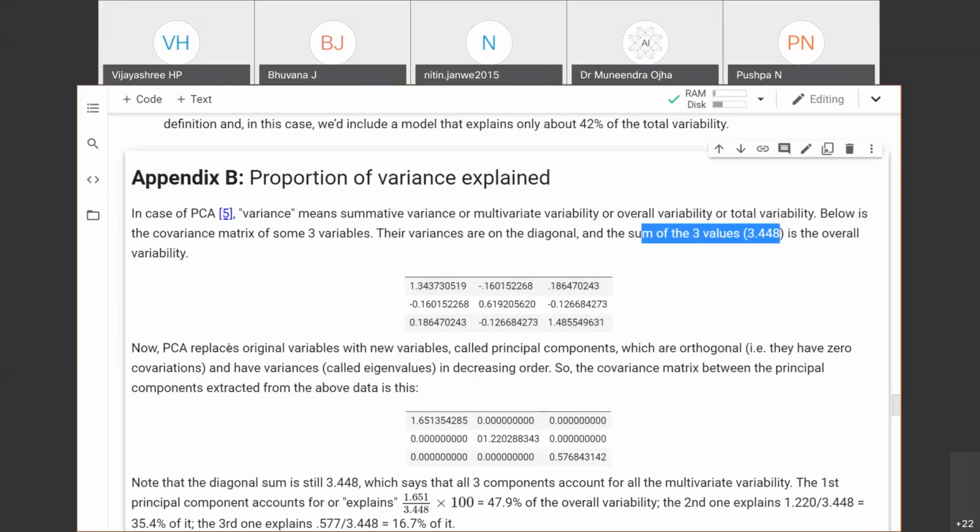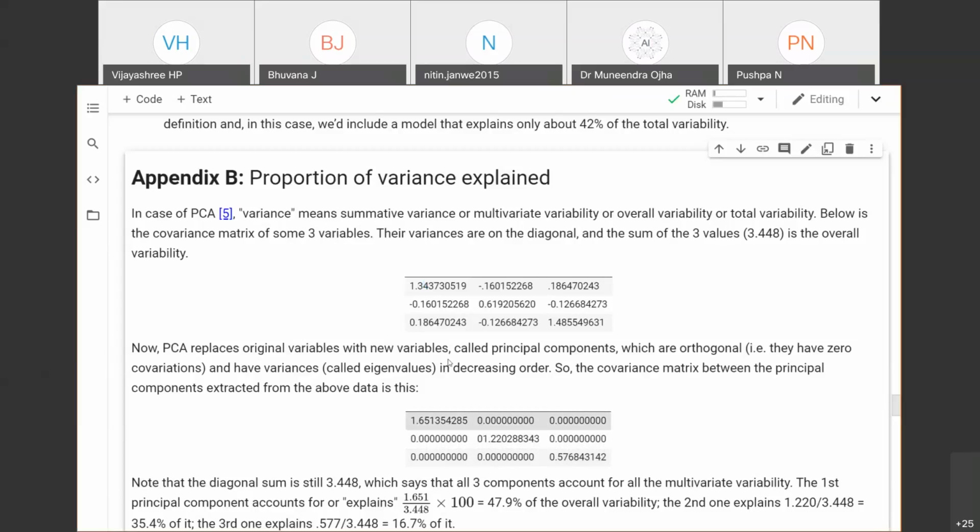Principal component analysis replaces original variables with new variables. So this was the original data, and this is the covariance matrix of the original data. When we performed principal component analysis on this covariance matrix, we obtain a new covariance matrix such that now we have these three values on the diagonal, which are 1.6513, 1.22028, and 0.576843, and so on.